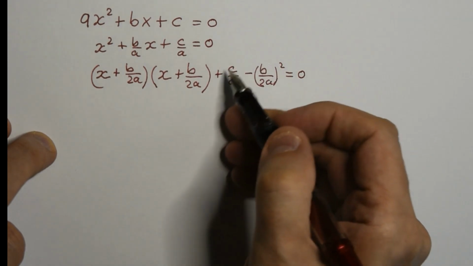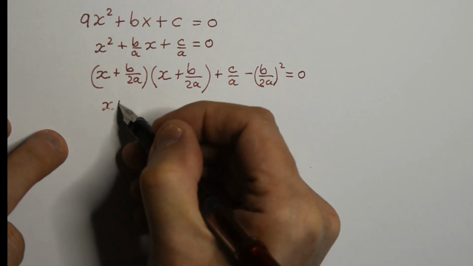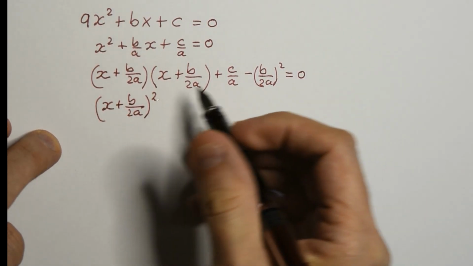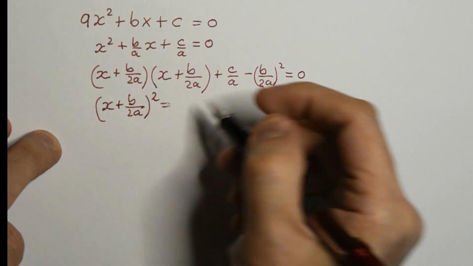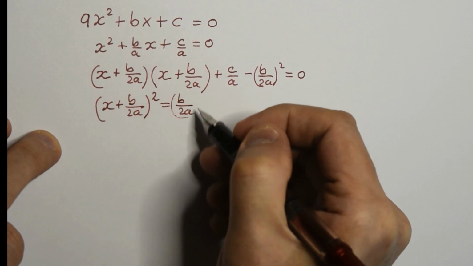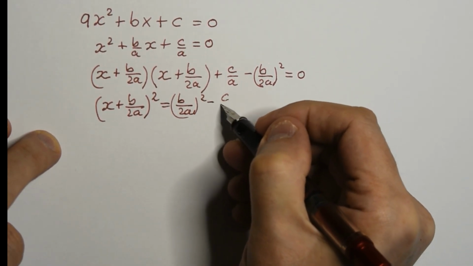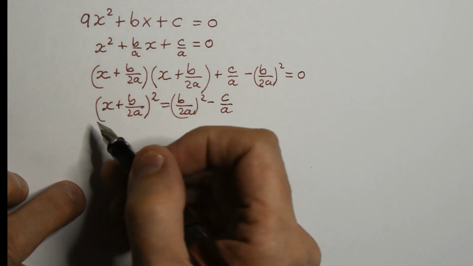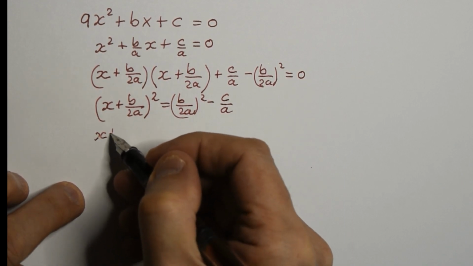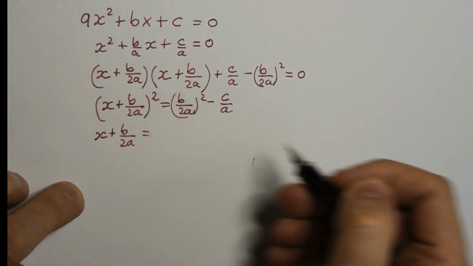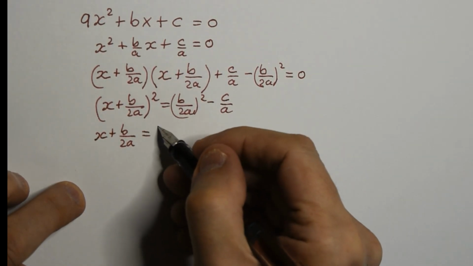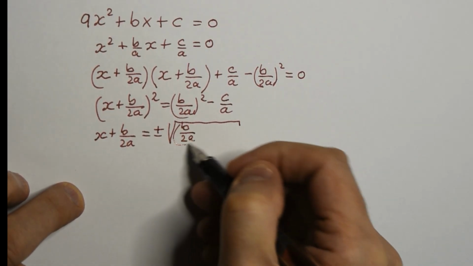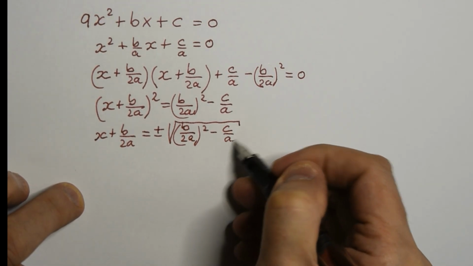Now we're going to take these terms to the other side. So we get x plus b over 2a, and we square this because we have two of the same, and that equals b over 2a squared minus c over a. And now we're going to take the square root on the left and the right side. So we get x plus b over 2a equals, and since we take the square root, we get two values. So we get plus minus the square root of b over 2a squared minus c over a.